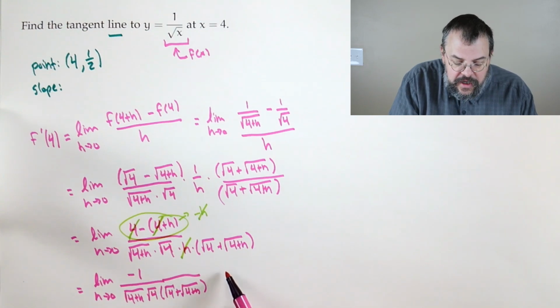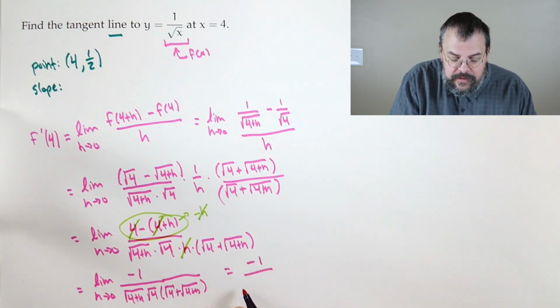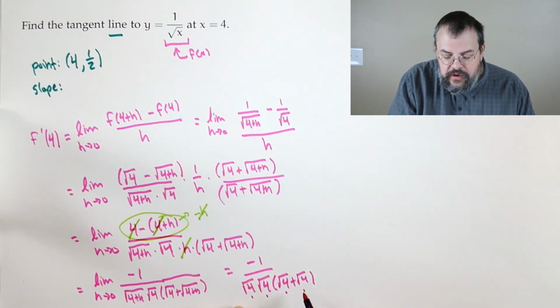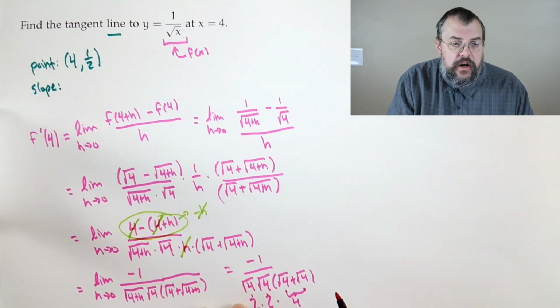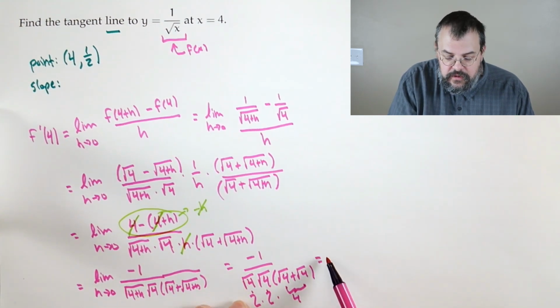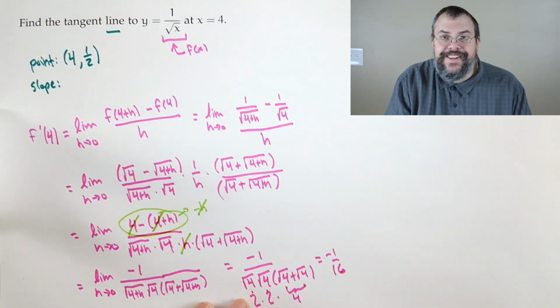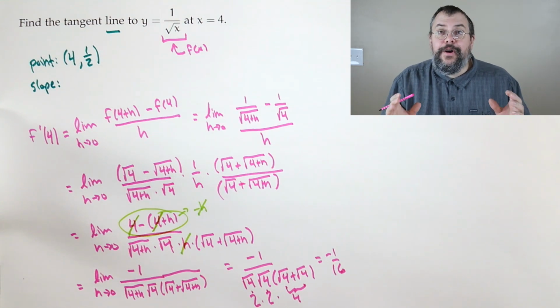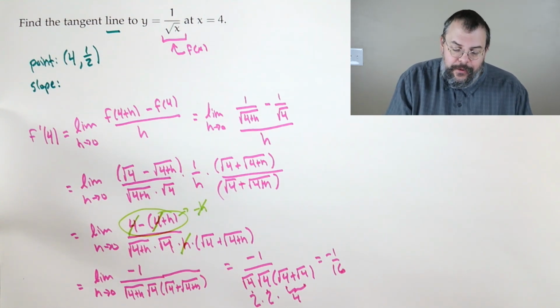So this is what? Upstairs, negative 1. Downstairs, we have a square root of 4, because the h goes to 0. Square root of 4 times square root of 4 plus square root of 4. Or if you like, this is 2 times 2. This is 2 plus 2. 2 plus 2 makes this 4. So I have 2 times 4, which would be a grand total of 16. 2 times 2 times 4. Good. Great, even.